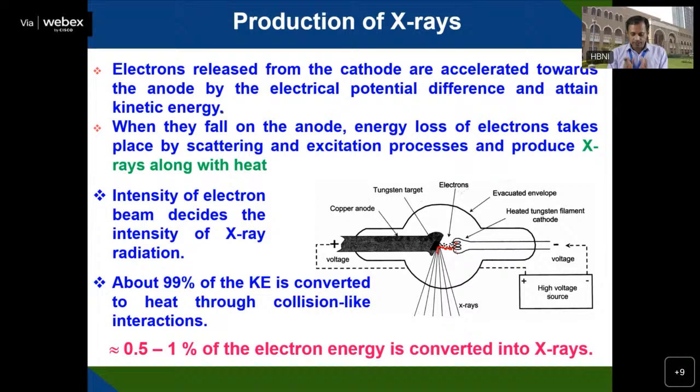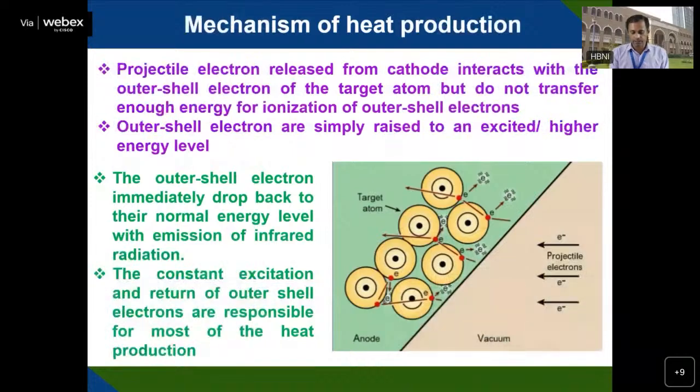If you see, 99% of the kinetic energy is converted to heat, and only 0.5 to 1% of the electron energy is converted to X-ray. So most of the kinetic energy is transferred to heat during X-ray generation. This heat is mainly generated because when the electrons come to the target material, they interact with the different target atoms.